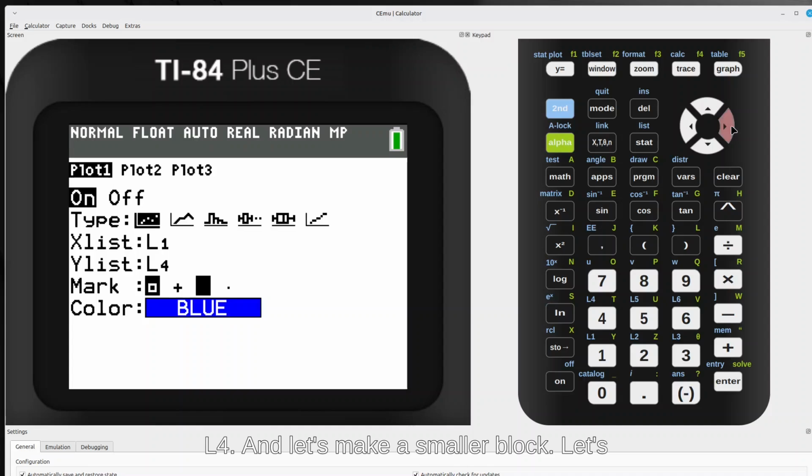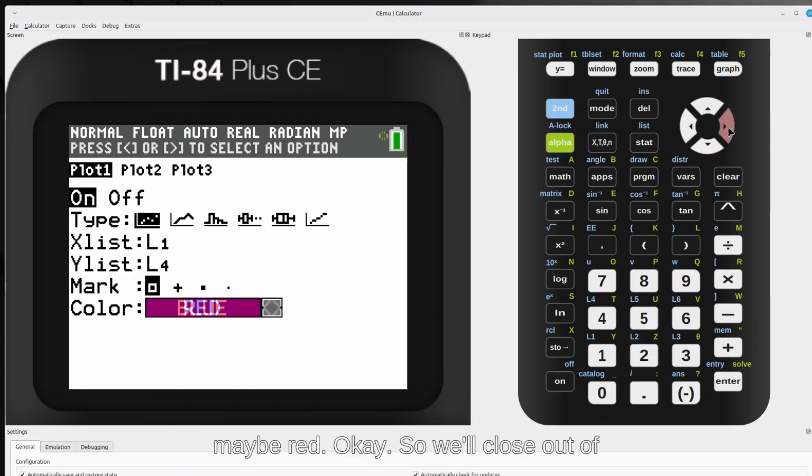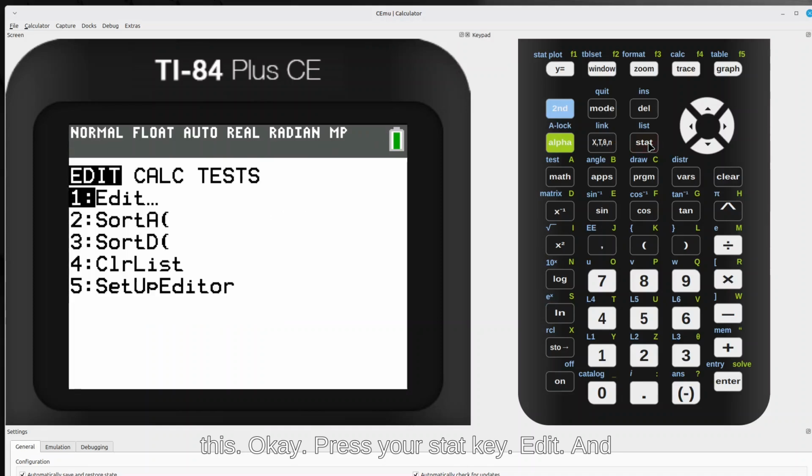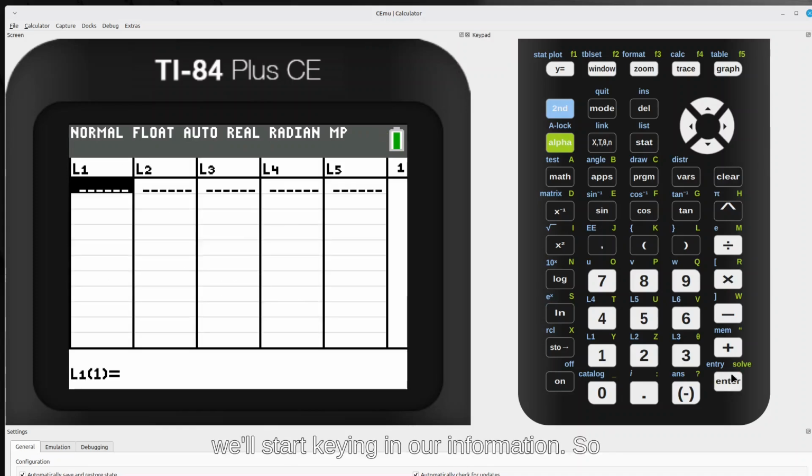And let's make a smaller block. Let's try that block there. And I want to try maybe red. Okay, so we'll close out of this. Press your stat key, edit. We'll start keying in our information.